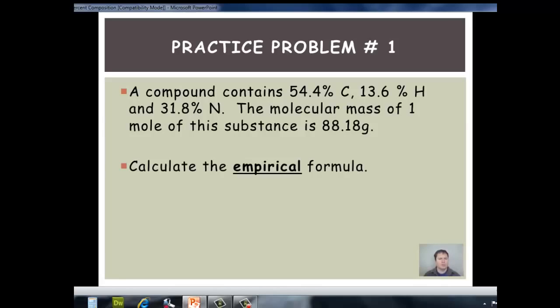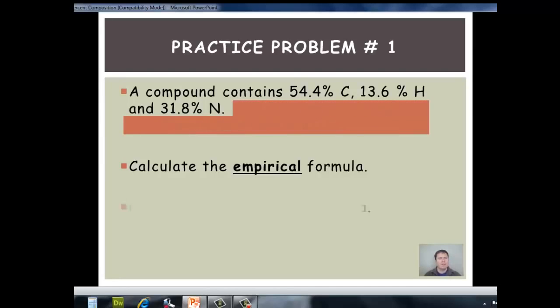2 things I want you to do. Calculate the empirical formula, and then also calculate the molecular formula. But for doing the empirical formula, ignore all this second part stuff. That's going to help us when we calculate the molecular formula. So here we go again. We're in percentages, so assume we have 100 grams. Go ahead, pause the video here, work this one out on your own, then come back and check your work. See how you did on part 1 of this.